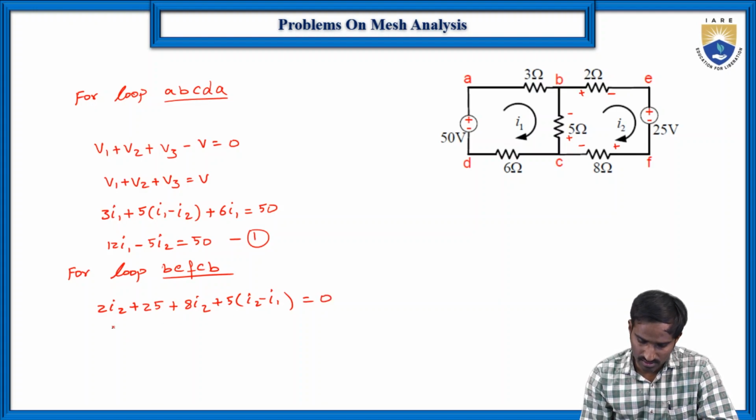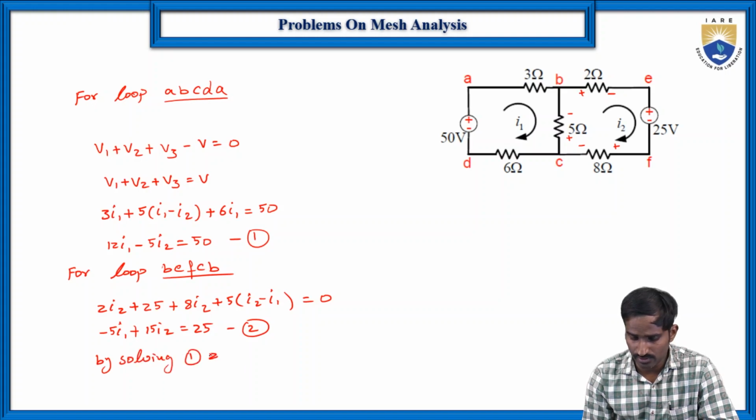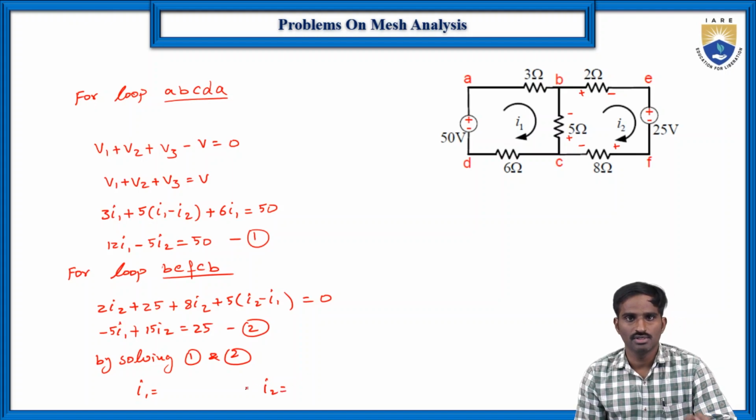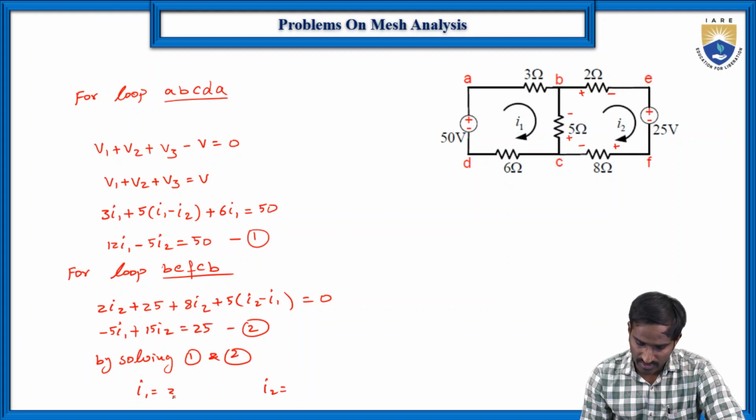If you simplify this, we get minus 5 I1, and the I2 terms are 2 plus 8, 10, and 5 gives 15 I2, which is equal to 25. Let us consider this as equation number 2. By solving equations number 1 and 2, you will get the values of I1 and I2. I1 you will get as 3.37 amperes, and I2 as minus 0.541.